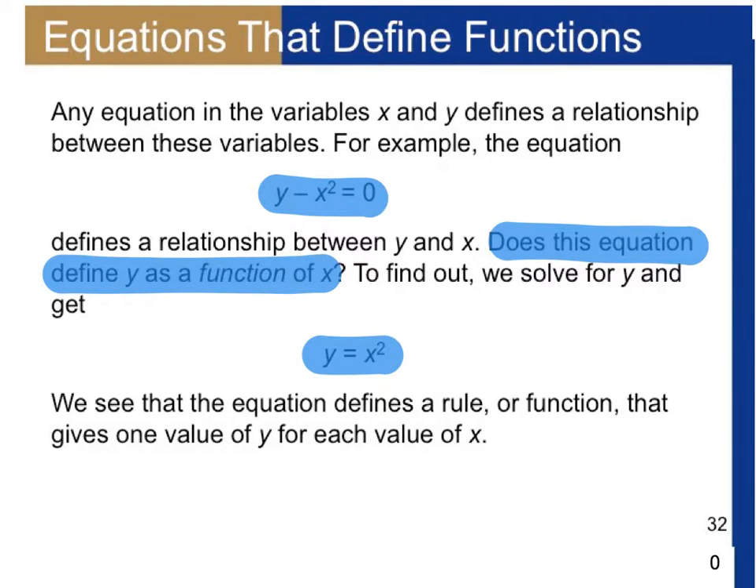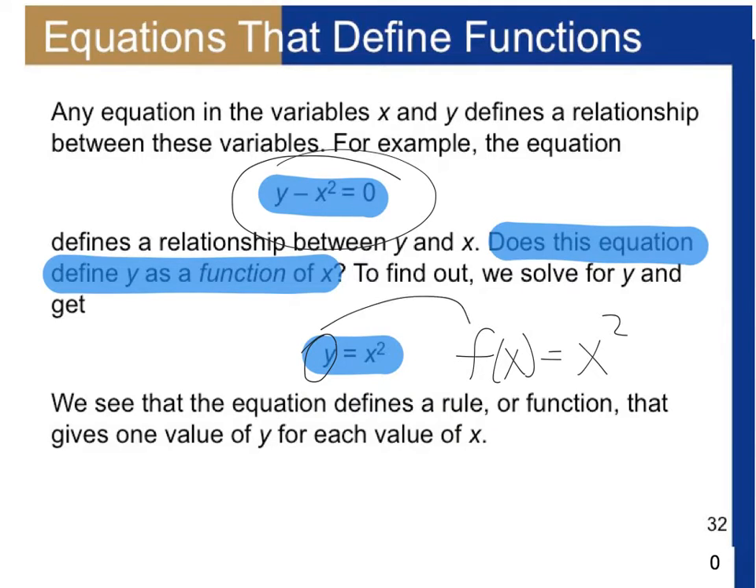So sometimes they're kind of implicitly defined. They're not explicitly defined as y equals. They can still be functions, though. You just have to get y by itself. So we could write this as f of x equals x squared. Once you get y by itself, you can substitute and write f of x there. Okay, but you have to have y by itself.